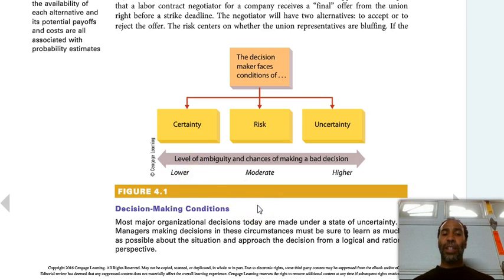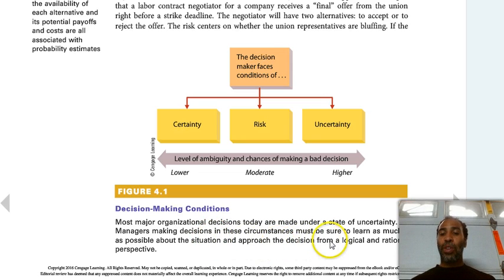So decision-making conditions, most major organizational decisions today are made under a state of uncertainty, right? So if they're made in a state of uncertainty, you're over here, and the risk of making a bad decision is higher. That's why you're a manager, and that's why you get paid a little bit more money, because the risk is there, and if it doesn't get handled appropriately, then it's your fault.